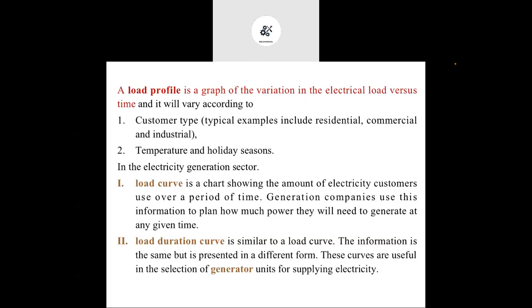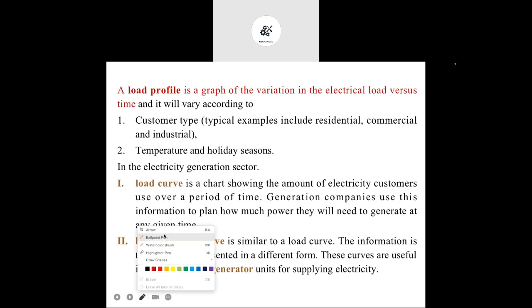So it depends upon the customer. Also, it depends upon the temperature and holiday seasons. Those are the different factors which affect the variation. Now, there are two types, generally we call them the load curve and the load duration curve. Now, there is a slight difference between load curve and load duration curve.